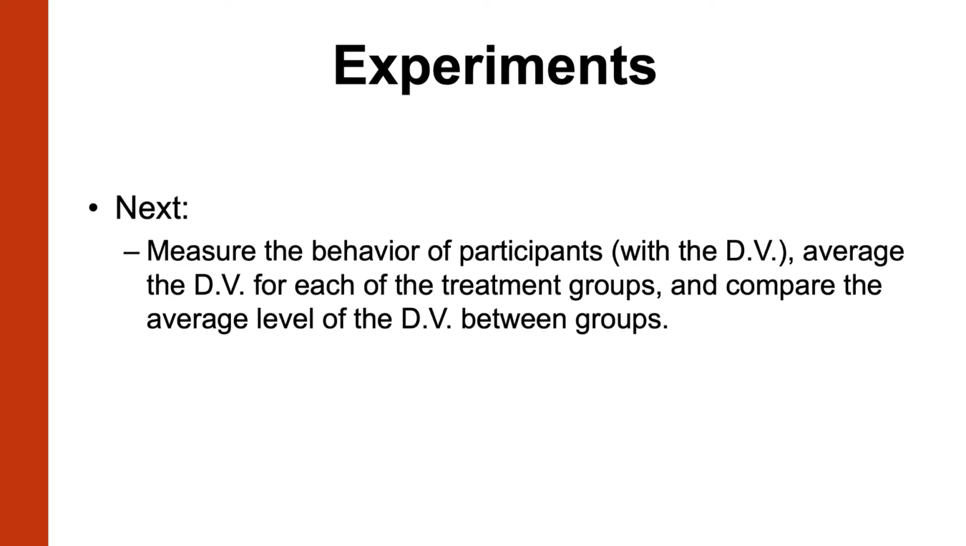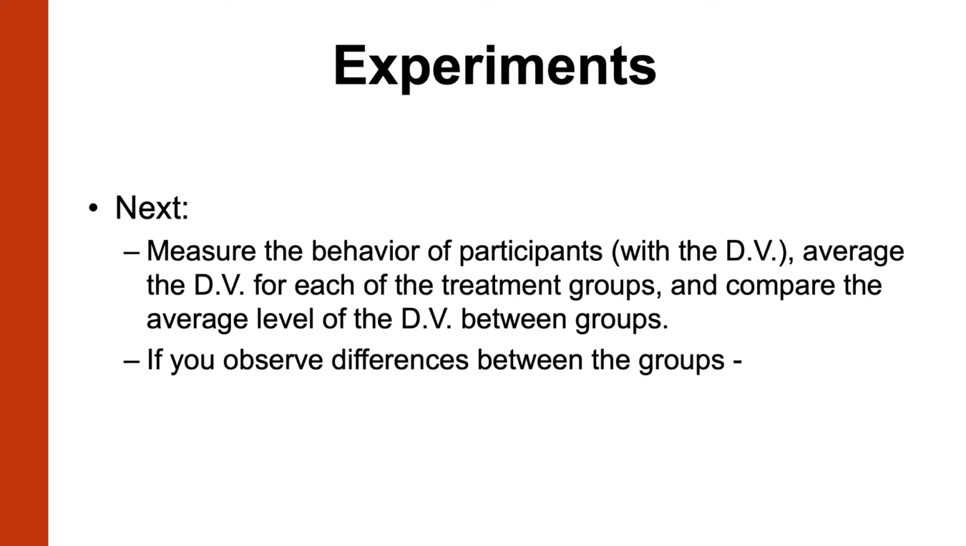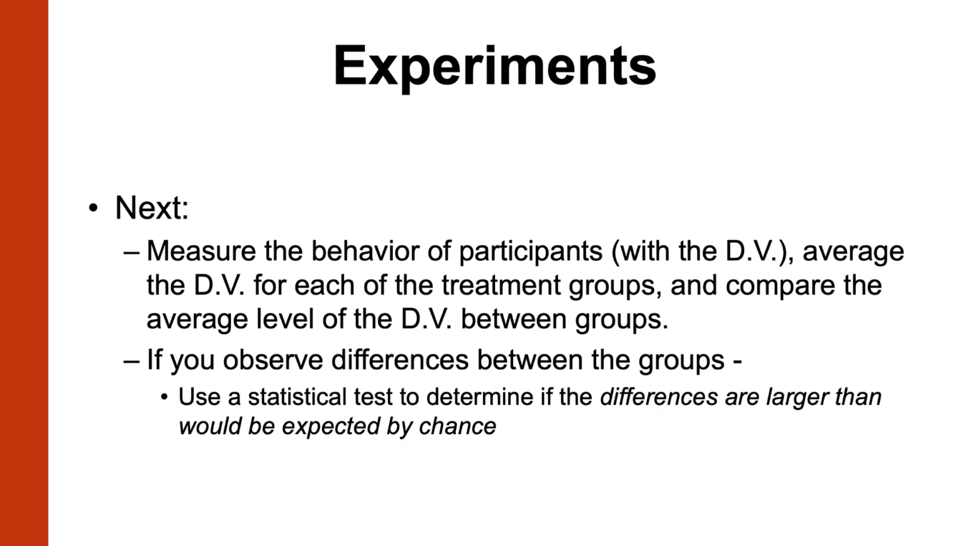Once your treatment groups are exposed to different levels of your independent variable, you can measure the dependent variable for each of the different treatment groups and compare whether the independent variable caused a difference in the level of the dependent variable between groups. There will be some small differences between groups just because of chance. But if you observe a large difference between treatment groups, then you can do a statistical test to determine whether those differences are greater than what you would expect by chance.